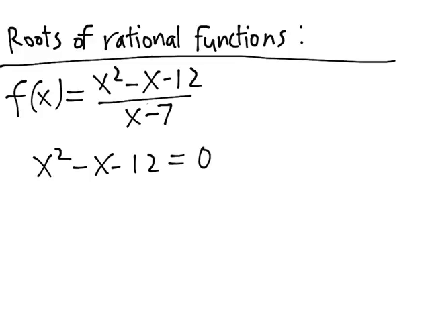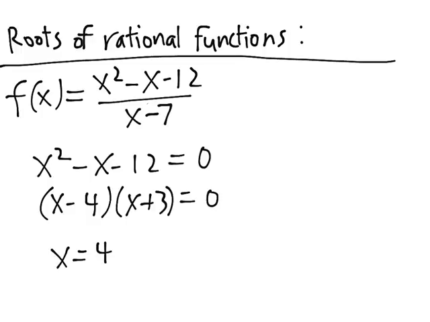But we can just factor x squared minus x minus 12. It's x minus 4 times x plus 3. So the roots of this function f are x equals 4 and minus 3. Although don't forget to check that the function is actually defined at these points. In this case, the denominator is x minus 7, so for values of x equals 4 and minus 3, it will not be 0, so this works.